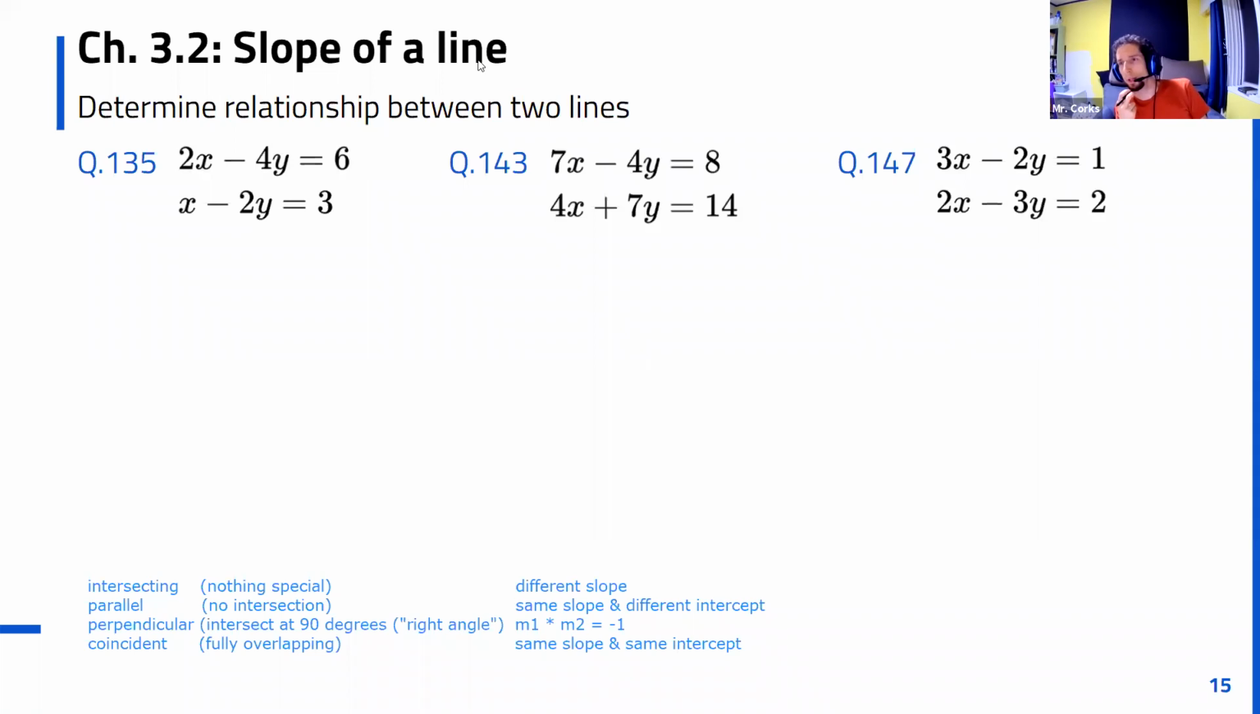All right, that's been 4 minutes. So let's try these out. Number one, the one on the left, 135. What do we think the relationship is between these two lines? Tell me your guess, and then we'll go through and check it.